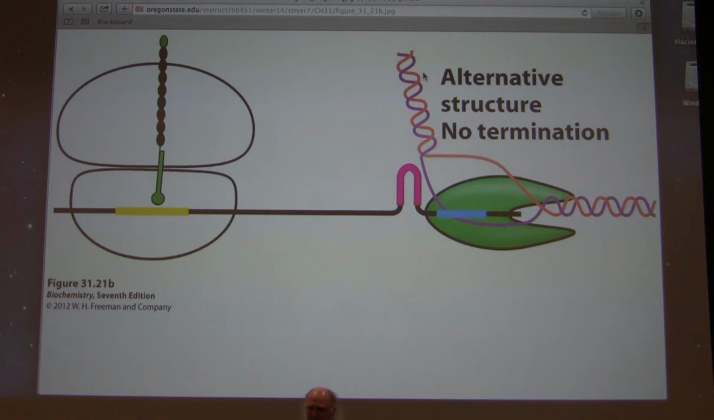And remember, the cells evolved this system. Okay, so they evolved this system. They didn't have somebody sitting around going, okay, well, let's do this one. This is the best way to have this thing work. Okay, it doesn't work that way. This is how the system itself evolved.